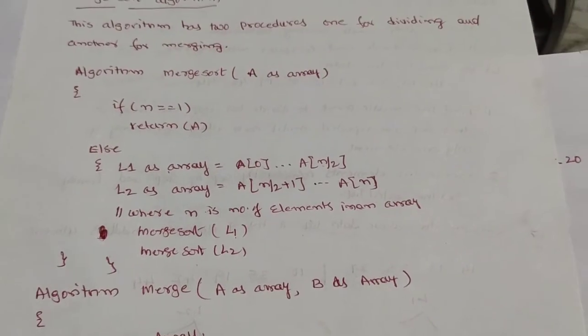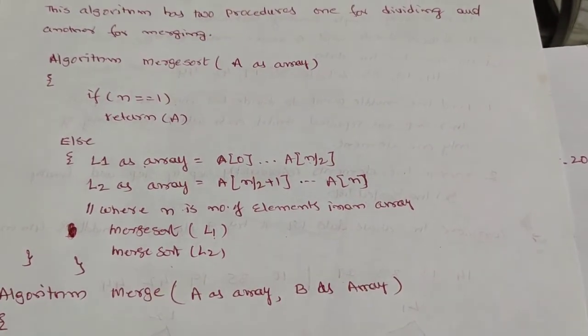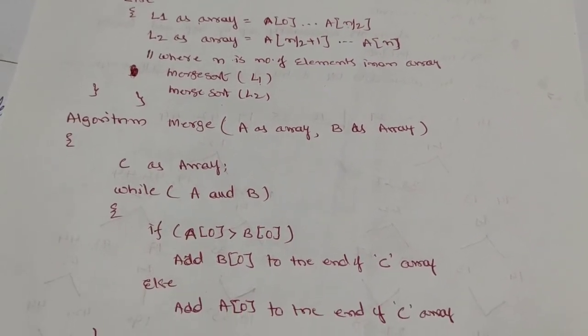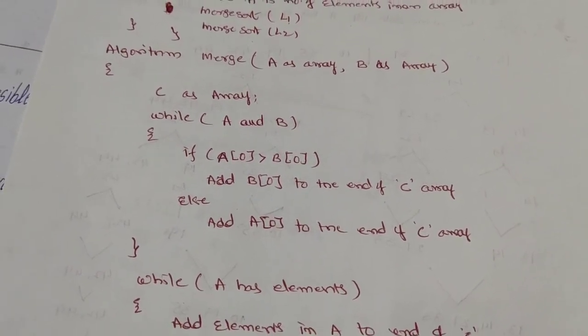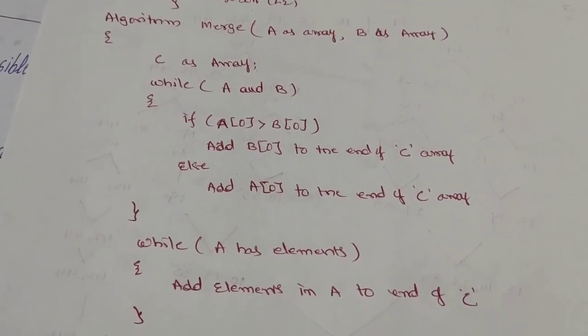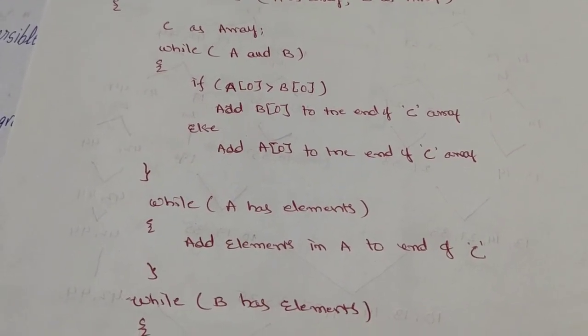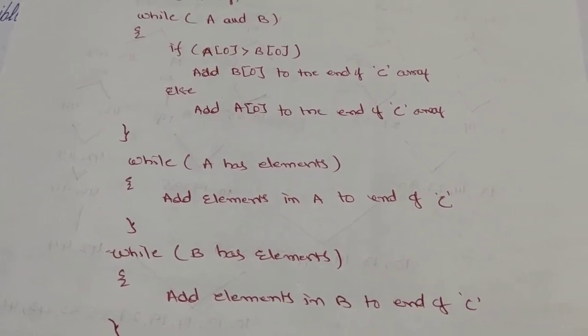So I have shown the entire algorithm. The first one is the merge sort algorithm. The second one is the merge algorithm, step by step. So here, instead of L1 and L2, I consider A, B and C. A means list L1, B means list L2, C means the new list.